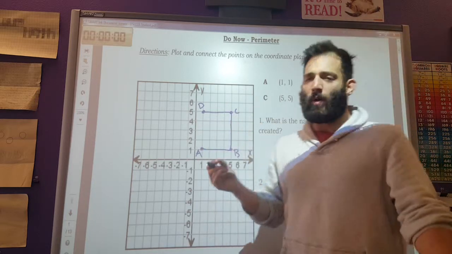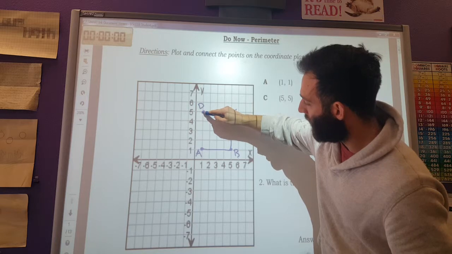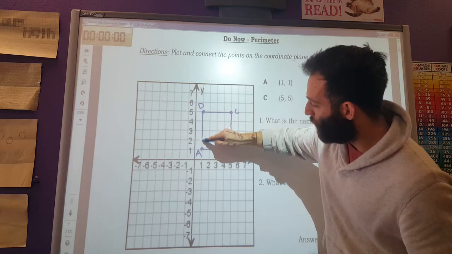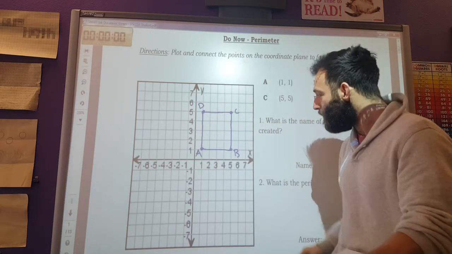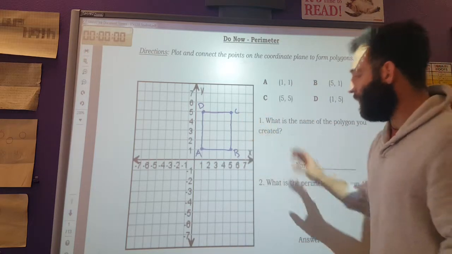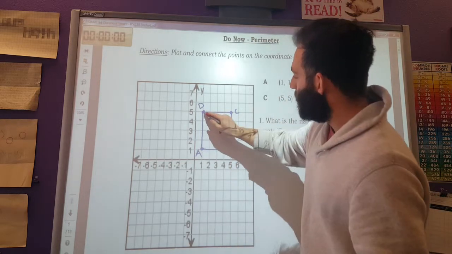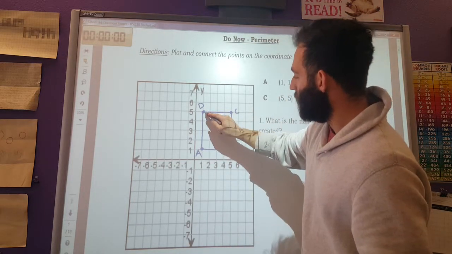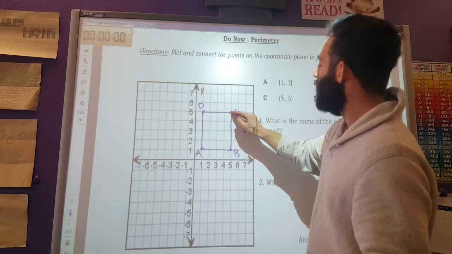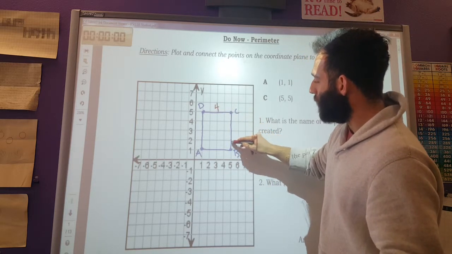And now, in order for it to be a polygon, remember it needs to be a closed shape. So I'm going to close it by connecting vertex D to vertex A. And number 1 is asking me to name the polygon that we created right here. So I'm going to go ahead and find my distance from D to C. That's 1, 2, 3, 4. And 1, 2, 3, 4.